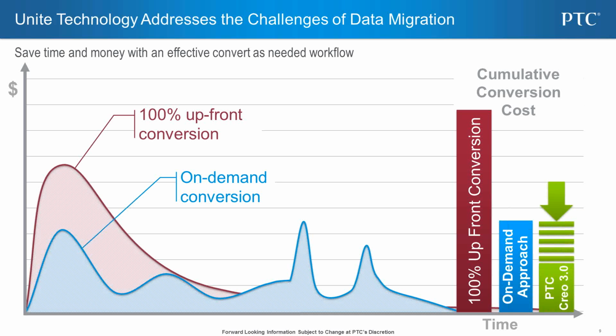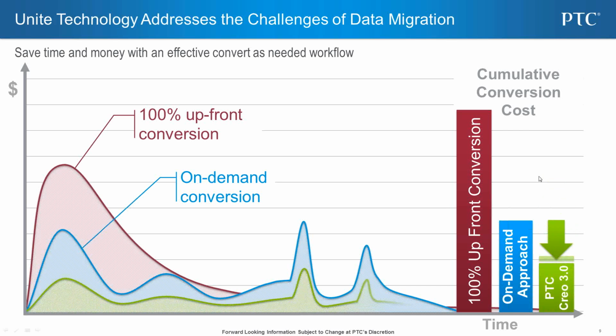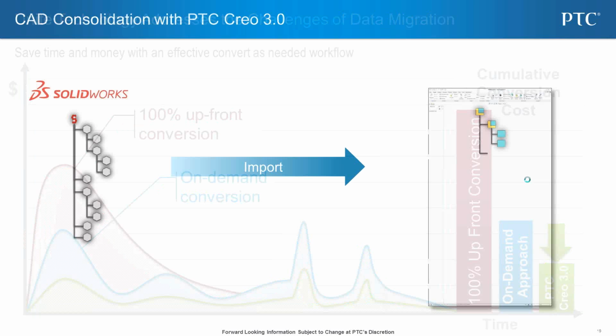Now what Creo 3 does is allows us to take that blue curve and push it down even further. Okay? So rather than converting everything on demand as and when we need it, we don't necessarily need to do that. If I've opened up an assembly of 1,000 parts, maybe in my design I'm only going to change 1 or 2 of those parts. There's no reason to convert the other 1,000 parts. So how's Unite going to help you do that?